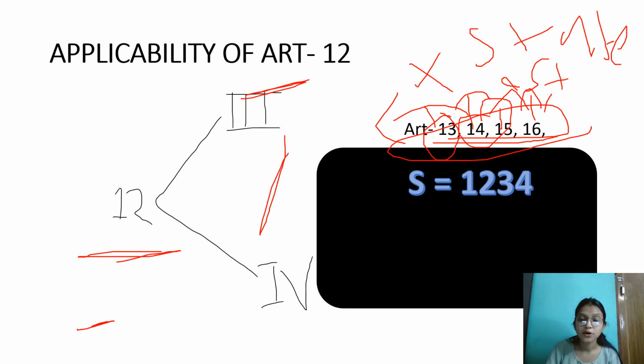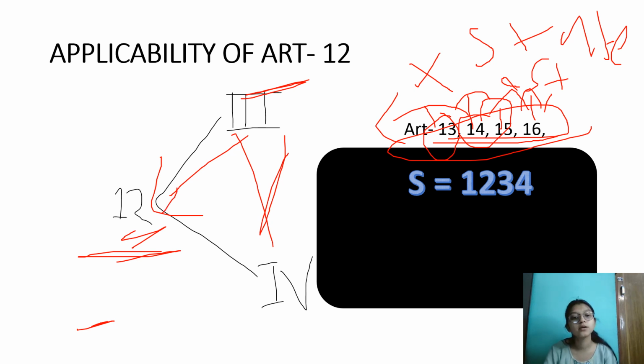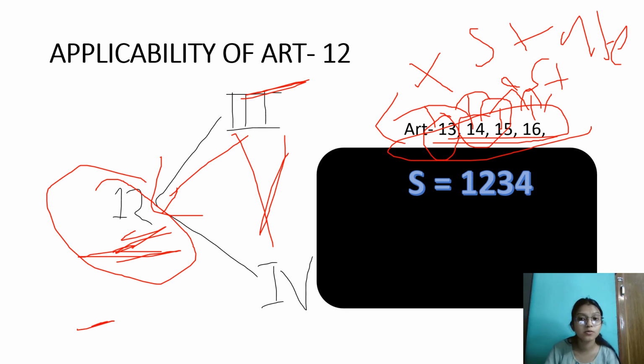As I said, Article 12 only deals with Part 3 and Part 4 and is available against the state. So when we find that the state is making any kind of law which is discriminatory in nature, we can file a case against the state. So this is all about Article 12, which talks about the definition of state.